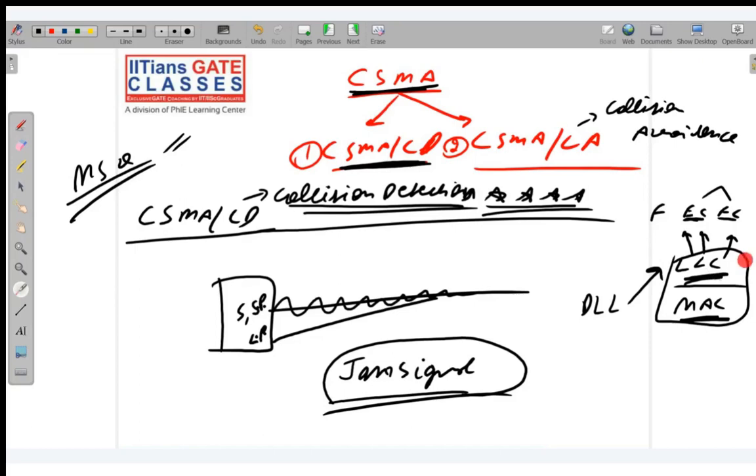So we have layers, and every layer has different tasks. That's it. Do not say what if an error occurred and so on. If an error occurred, that will be taken care of by LLC. It is not the responsibility of MAC. We are studying MAC.